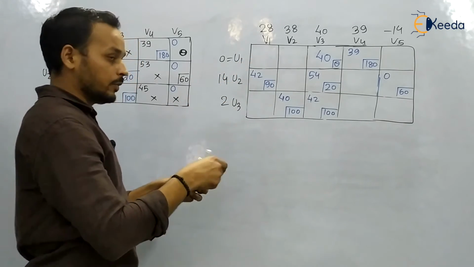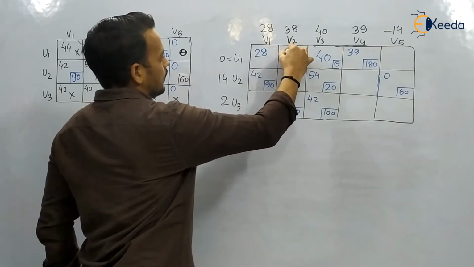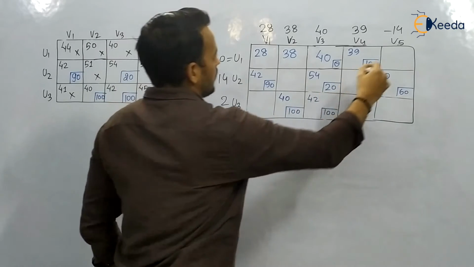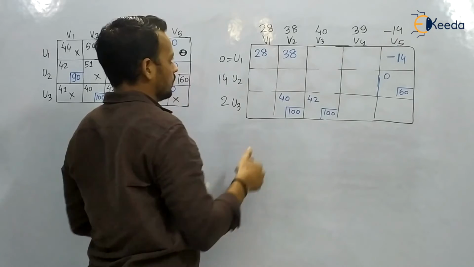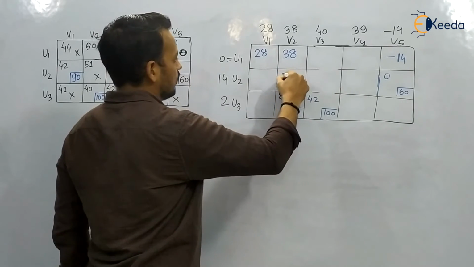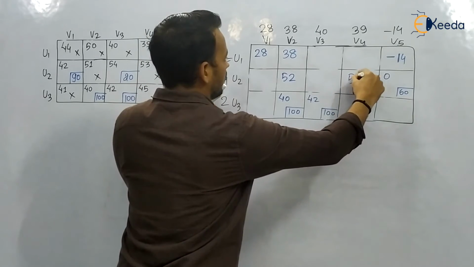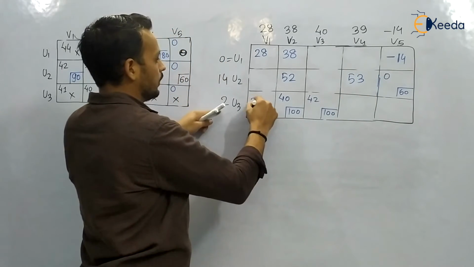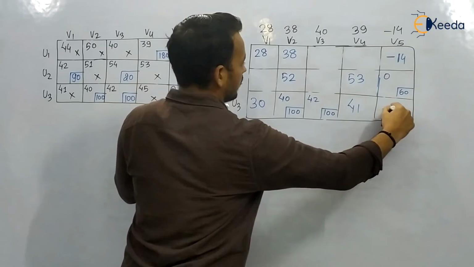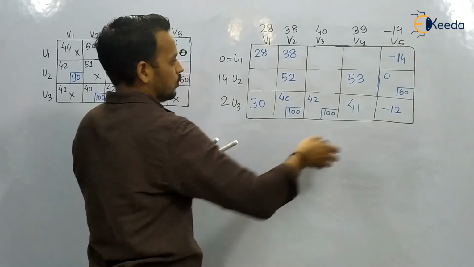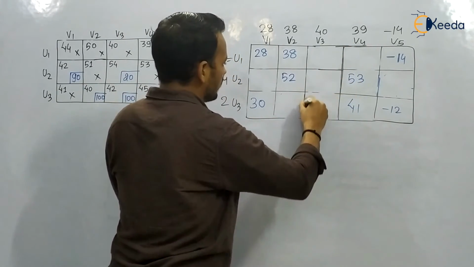Okay, so I am writing with blue marker. So this is 28, this is 28, this is 38. Okay, this is minus 14, this is 52. Here it is going to be 53, here it is going to be 30, here it is going to be 41, and here it is going to be minus 12. Okay, so remove these.